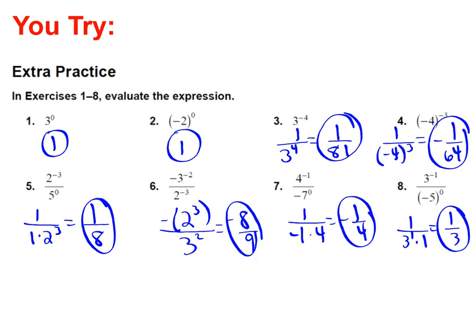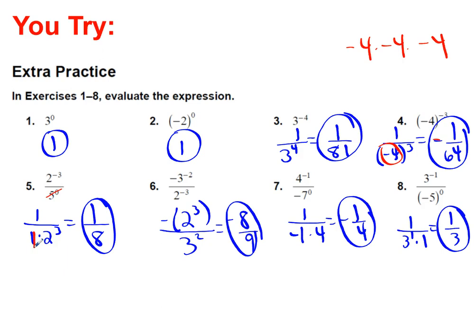Okay, now that you've finished, let's check what you did. The first two both had an exponent of 0, so they just gave us 1. Number 3, we had that negative exponent of 4, so we moved it to the bottom, and we got 1 over 3 to the 4th, which is 1 over 81. Number 4 was very much the same, except that we had a negative number inside our parentheses. Since it was a negative taken to an odd power, negative times negative times negative, our result ended up being negative. On number 5, 5 to the 0 was 1, and we brought our 2 to the 3rd to the bottom, giving us 1/8.